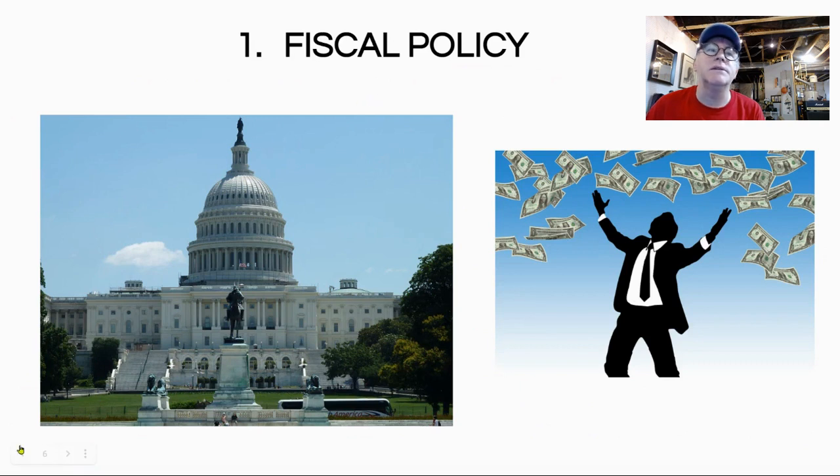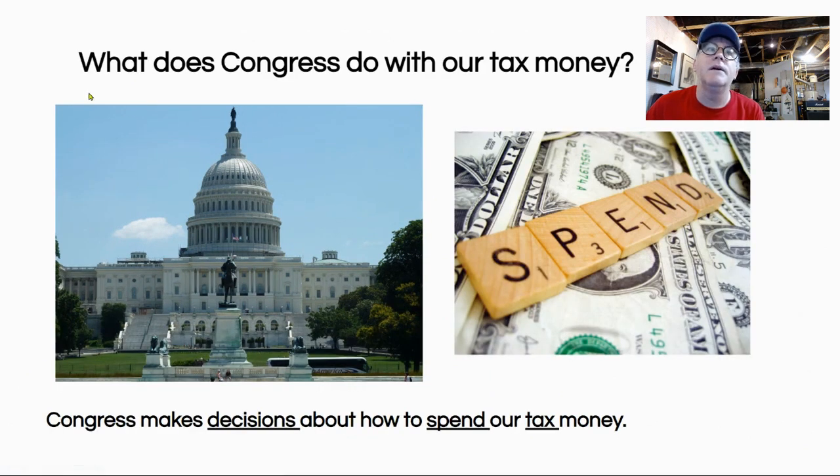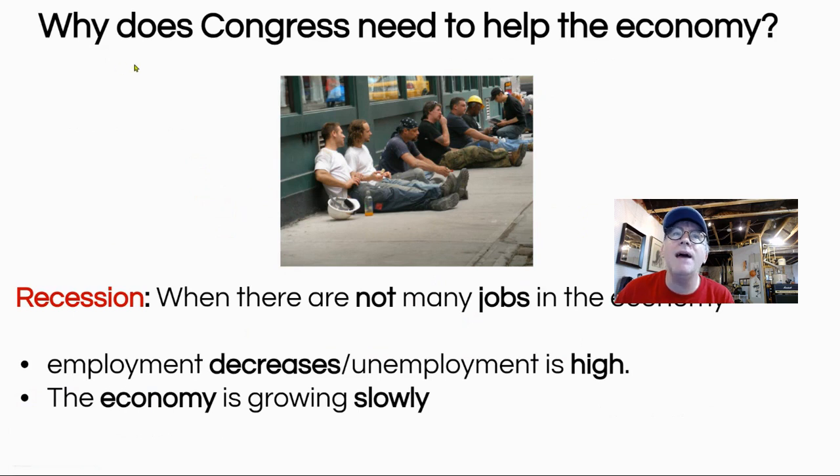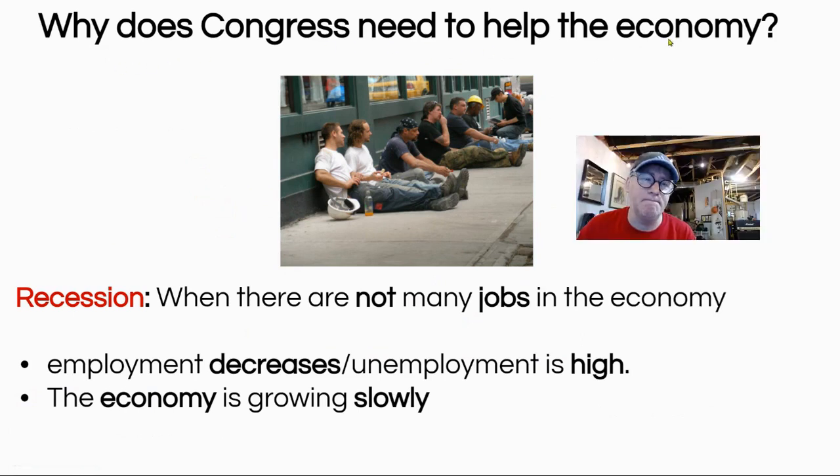Fiscal policy. What does Congress do with our tax money? Congress makes decisions about how to spend our tax money. Congress uses fiscal policy to improve the economy. Fiscal policy are the decisions Congress makes to help the economy. Why does Congress need to help the economy?